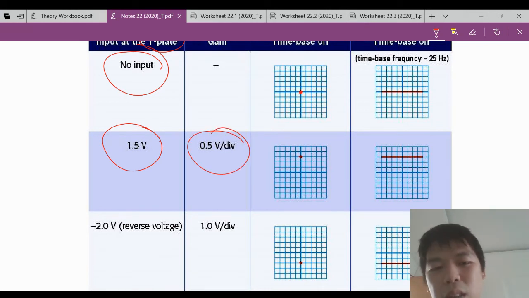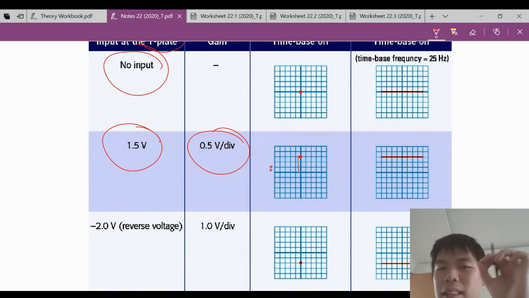You set a sensitivity of 0.5 volts per division. That means every division is 0.5. So how many divisions do you need? 1, 2, 3. So you need 3 divisions up because it's 1.5. 1.5 divided by 0.5 means 3 divisions. So your dot now will be up there and will always remain there.